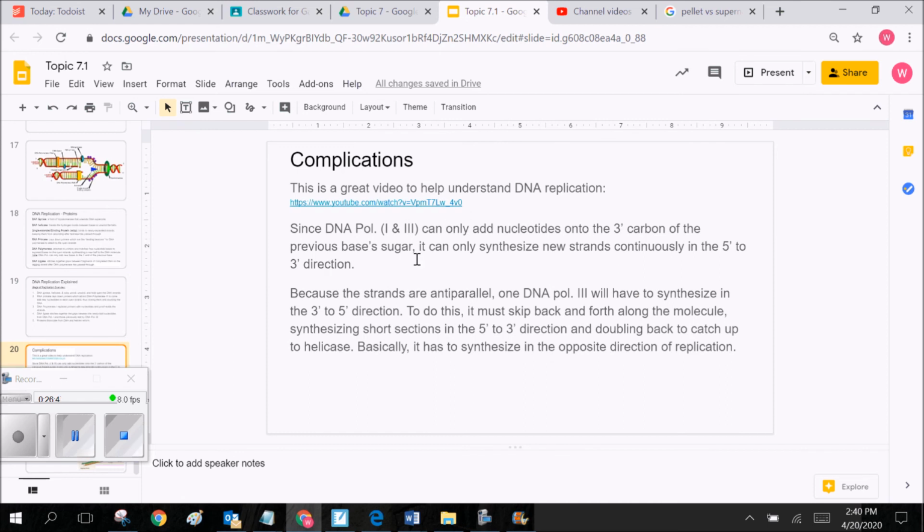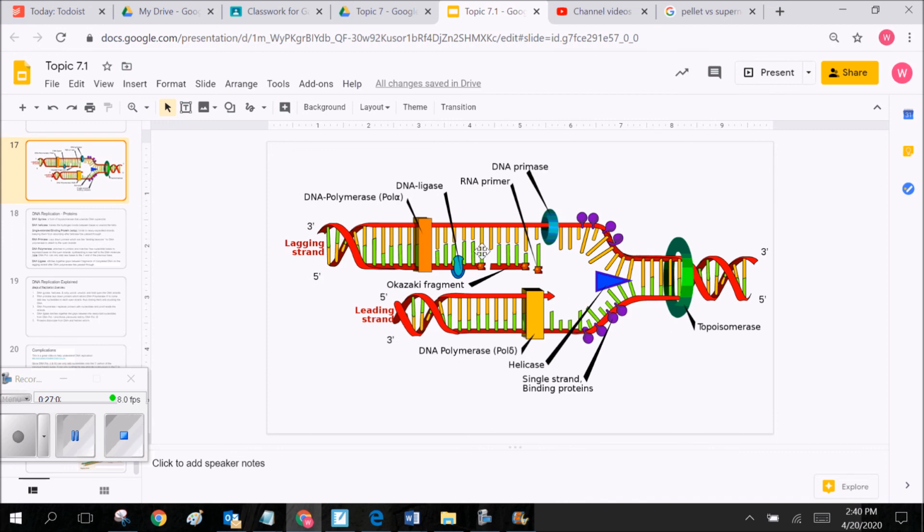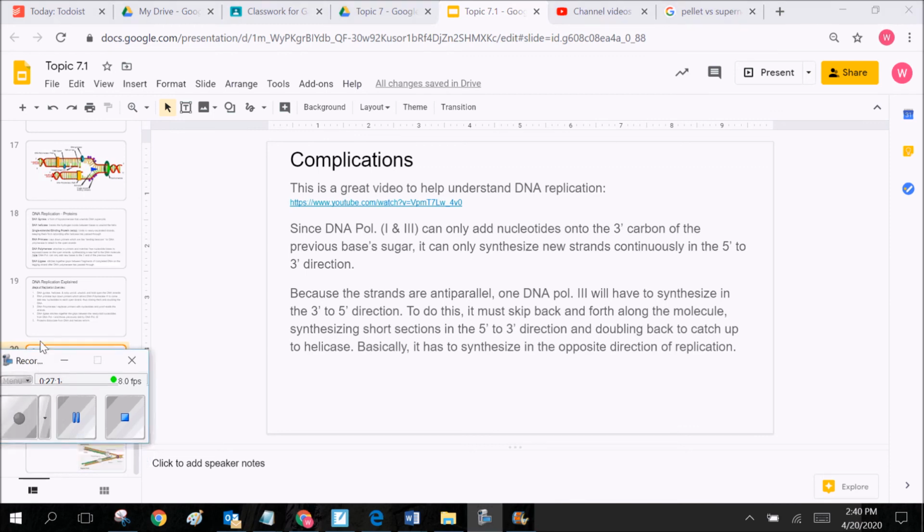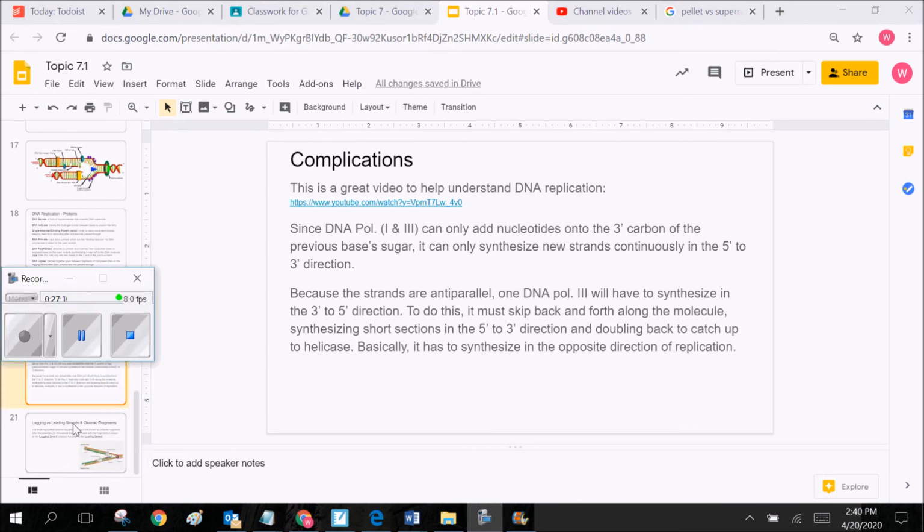Okay, so again, complications. Since DNA polymerase 1 and 3 can only add nucleotides to the 3 carbon of the previous base's sugar, it can only synthesize new strands continuously in the 5 to 3 direction. But because we have anti-parallel strands, one strand will be going against that direction, and so we have to add primers and synthesize in the wrong direction, which creates fragments we have to stitch together using DNA ligase. That's one of the biggest complications. The other one is when we make mistakes.